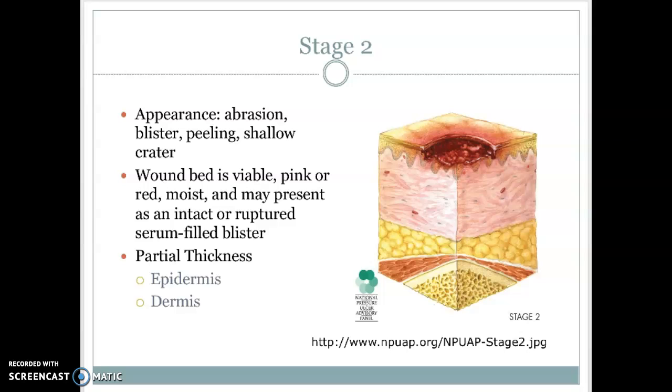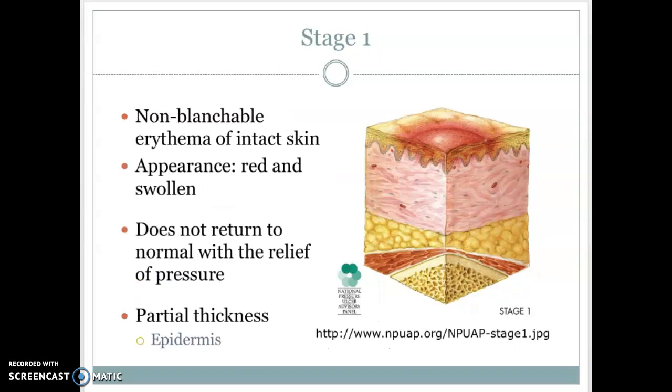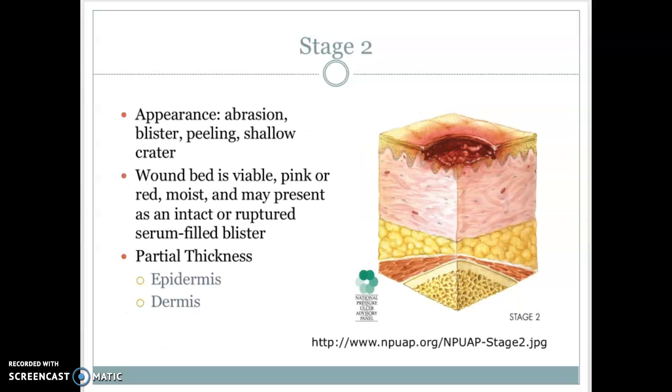So we're below the epidermis and now we're through the dermis. That first layer of skin has been violated, and it either looks like the beginning of a sore or a blister, but that first layer of skin has been changed. Whereas in stage one, there's just redness, but the skin is intact. So stage two, the skin is no longer intact.